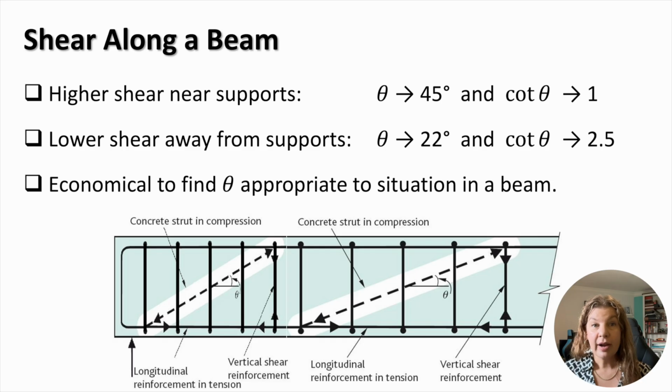In the zones of high shear, for example near supports, the angle theta approaches 45 degrees, and therefore cotangent theta approaches 1. In low shear zones, for example away from the supports, the angle theta approaches 22 degrees, and therefore the cotangent of the angle approaches 2.5. It is economical to find a theta appropriate to the situation in the beam.